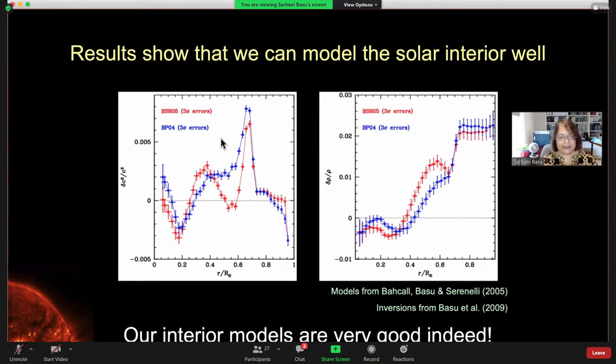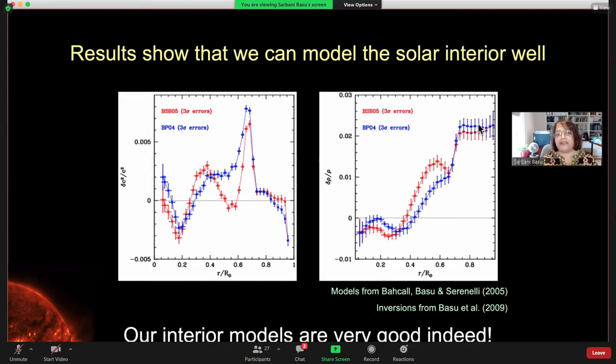Yes, there are issues, say here, and we actually know what causes those. Models don't do turbulent mixing at the base of the convection zone. So that's why you get this here. But yeah, we don't quite understand this dip here, but you can see it's tiny. So overall, we can actually model the internal structure very well, which is a relief. It also means that our theory of stellar structure and evolution is reasonably correct.